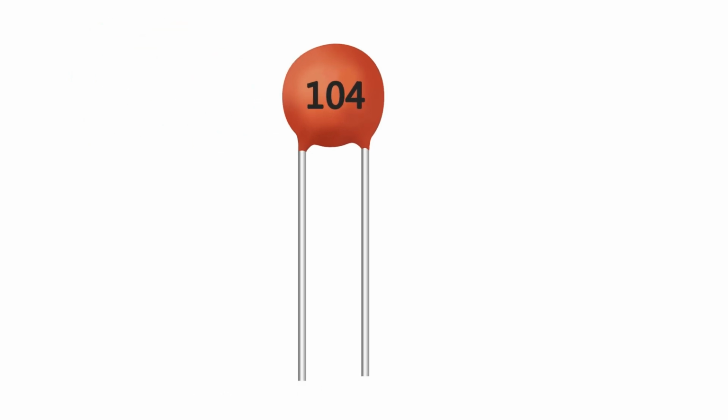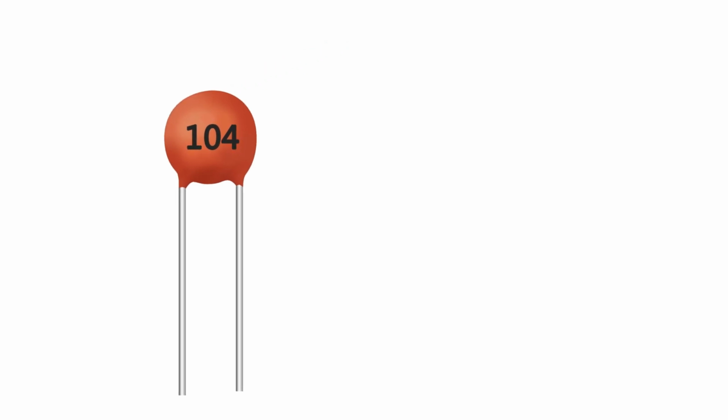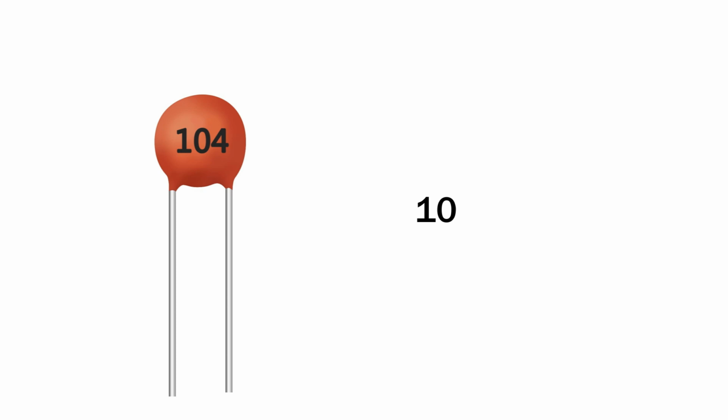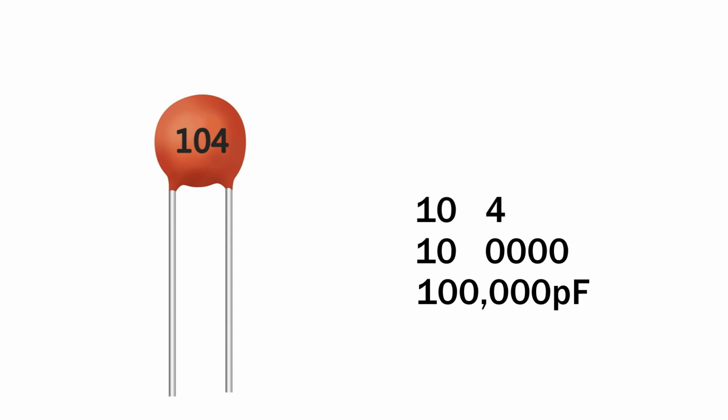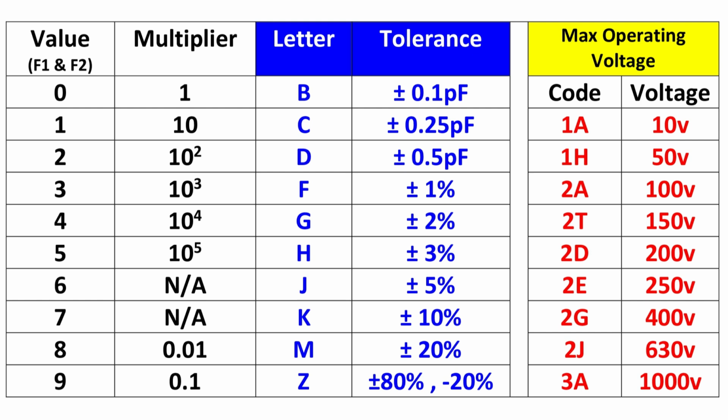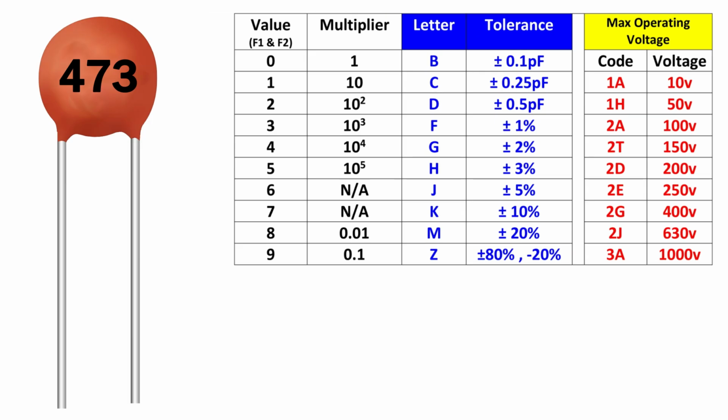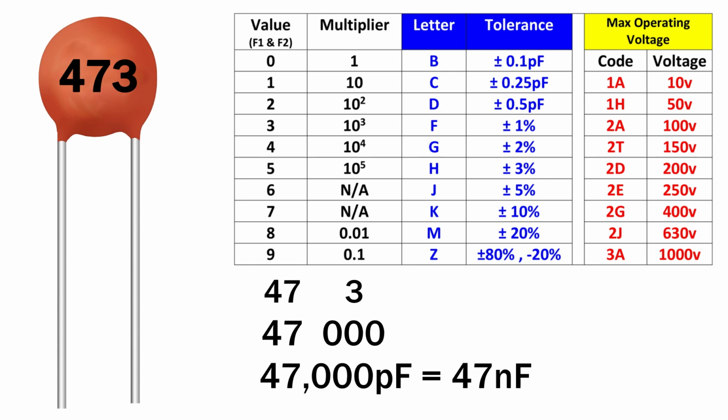Ceramic capacitors don't use color bands like resistors. Instead, they use number codes printed on them. The first two digits are the main value. The third digit is the multiplier. Number of zeros to add. The unit is in picofarads. You can find the value of ceramic capacitors by using a simple chart. Let's check out how to read it and figure out the value step by step. For example, let's look at the ceramic capacitor. The first two digits are 47. The third digit is 3. The value is 47,000 picofarads.